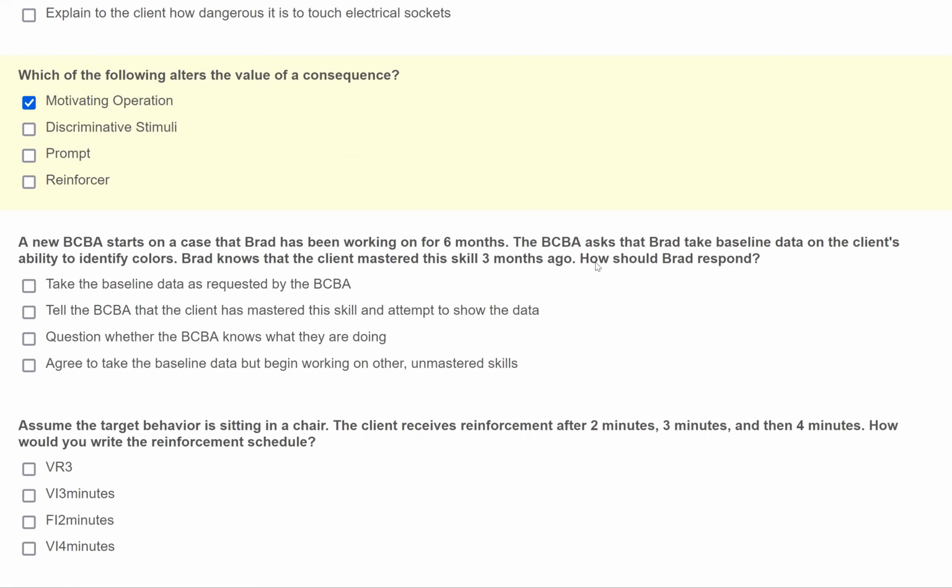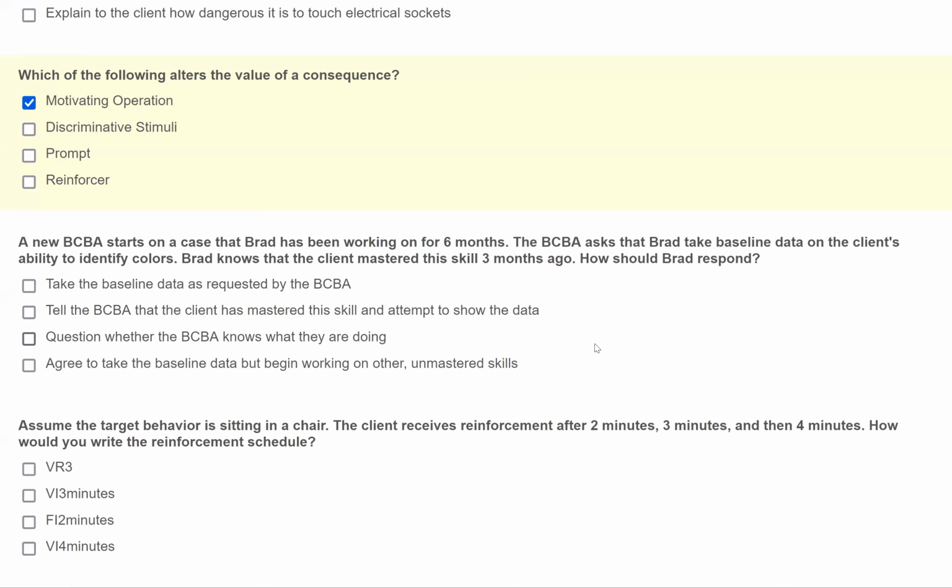It's part of communication. B, tell the BCBA that the client has mastered the skill and attempt to show the data. Yes, okay? Once the BCBA says we want to take baseline on this skill, Brad simply needs to say, 3 months ago, we mastered the skill. Here's the data. From there, the BCBA might say, okay, great. Let's take baseline data anyway, for whatever reason. Or they might say, thanks for letting me know. Either way, Brad has kept a line of communication open. He's not wasting time and resources, okay, because he's drawing attention to something the BCBA might not know, right? He's being a team member. He's being part of a team.